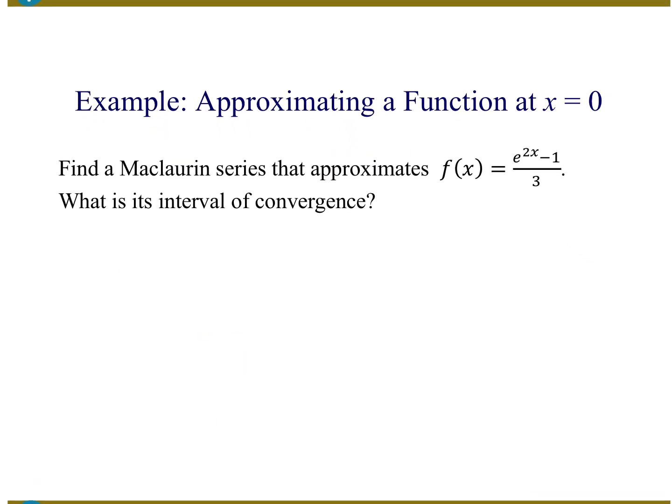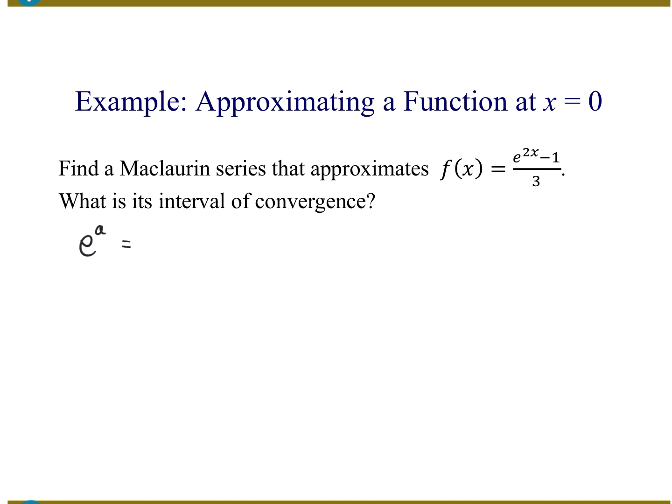Okay, find a Maclaurin series that approximates this one: e to the 2x minus 1, the whole thing over 3, and find the interval of convergence. All right, so the closest thing we have is e to the a. Do we remember what e to the a is?